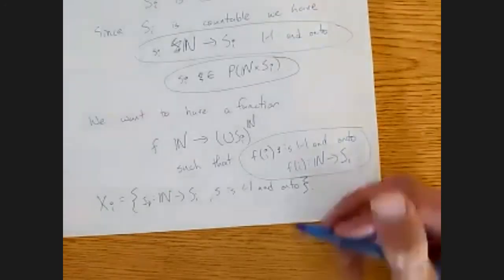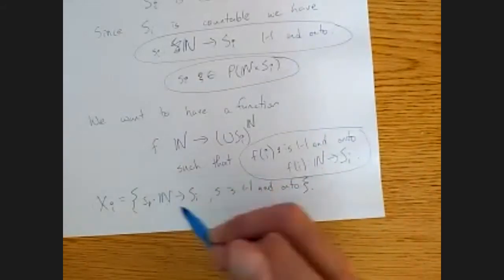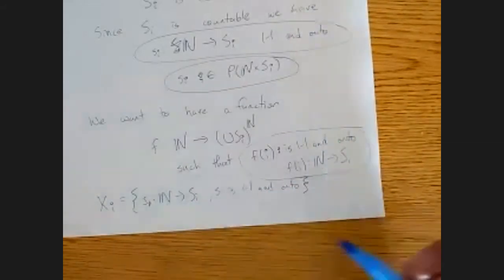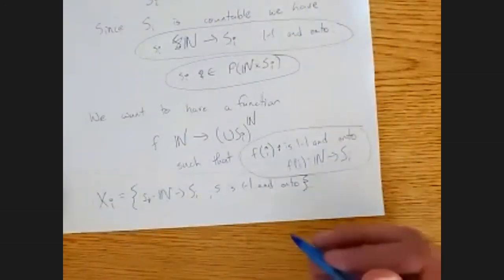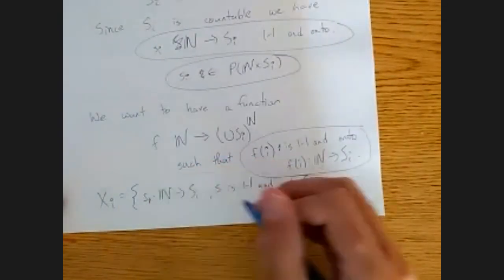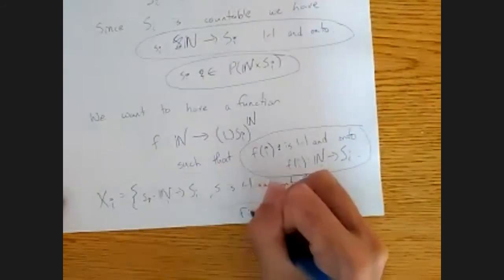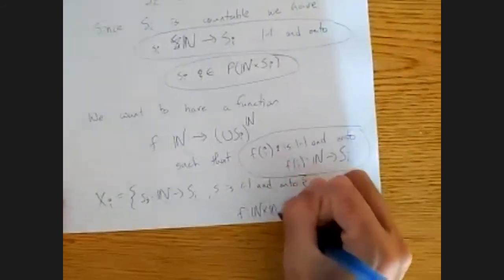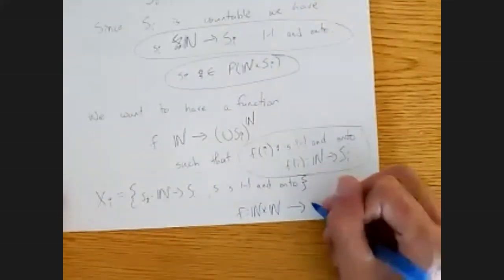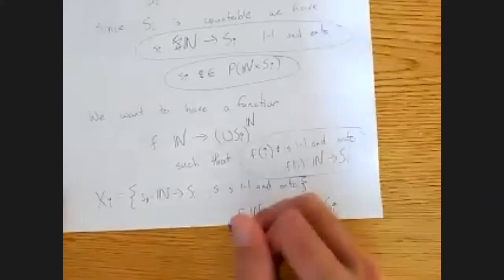Okay, and once you choose for each i a one-to-one and onto function from the natural numbers to S_i, then what do you get? Well, for each natural number, you have a function from the natural numbers to S_i. That means you have a function from the Cartesian product of the natural numbers with the natural numbers to all the S_i's, and this is 1-to-1 and onto.